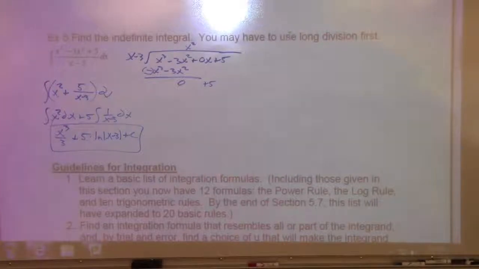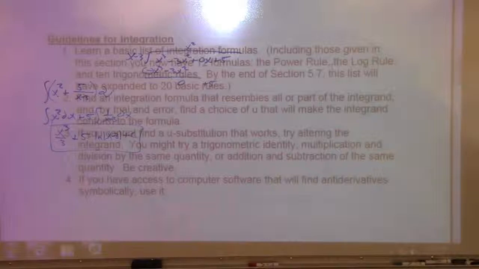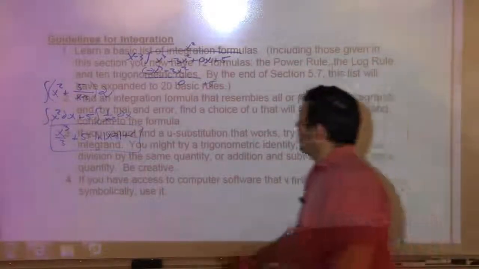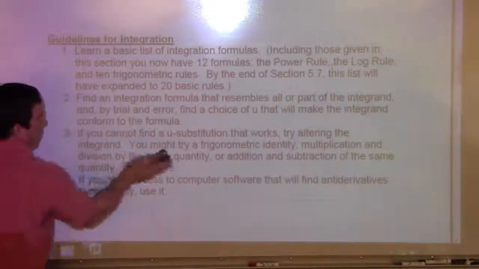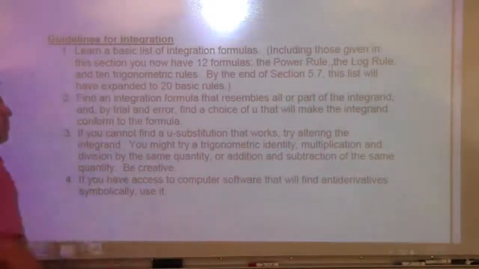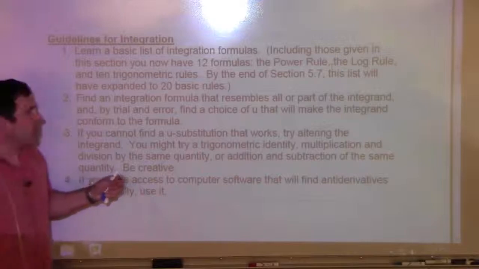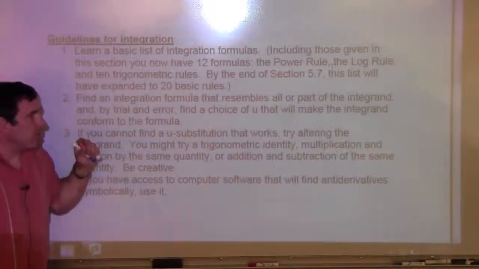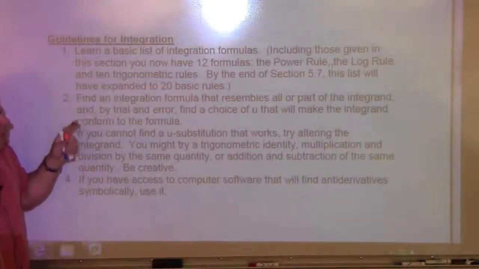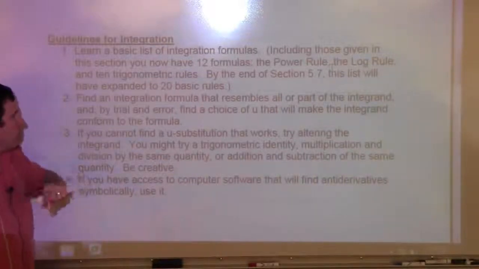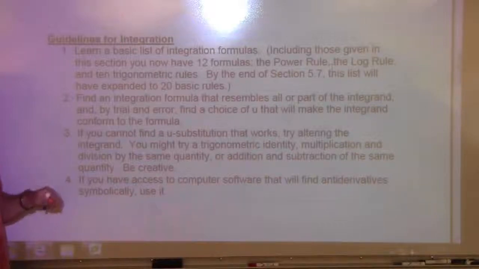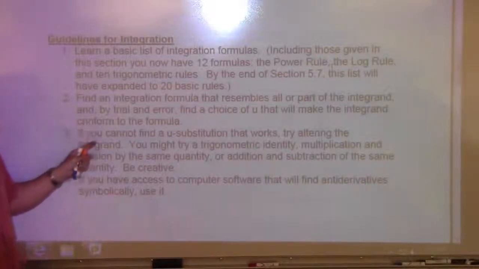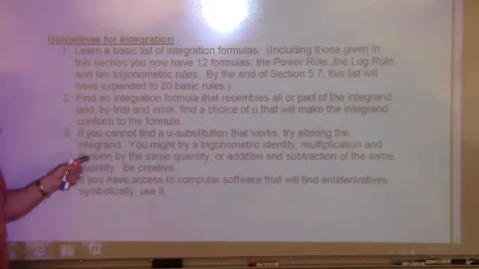So let's go over the guidelines for integration here. Learn a basic list of integration formulas, including those given in this section. You now have 12 formulas, the power rule, log rule, and 10 trigonometric rules. By the end of this chapter, the section 5-7 that we cover, this list will expand to 20 basic rules. Find an integration formula that resembles all or part of the integrand, and by trial and error find a choice of u that will make the integrand conform to the formula.